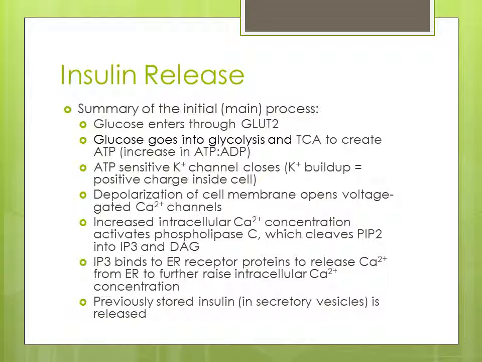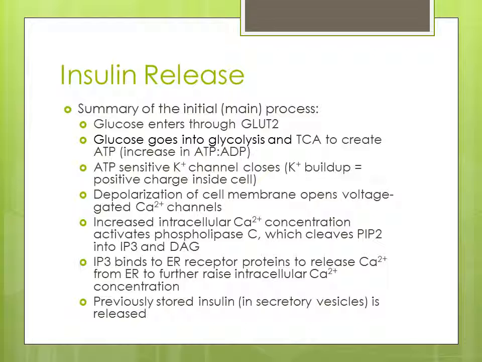The initial rapid release is the main process of insulin release. It begins when glucose enters the cell through the glucose transporter 2, or GLUT2, and is rapidly phosphorylated by hexokinase 4, also known as glucokinase. The phosphorylation forms glucose 6-phosphate, which then feeds into glycolysis and the Krebs cycle to increase the level of ATP and reduce AMP.